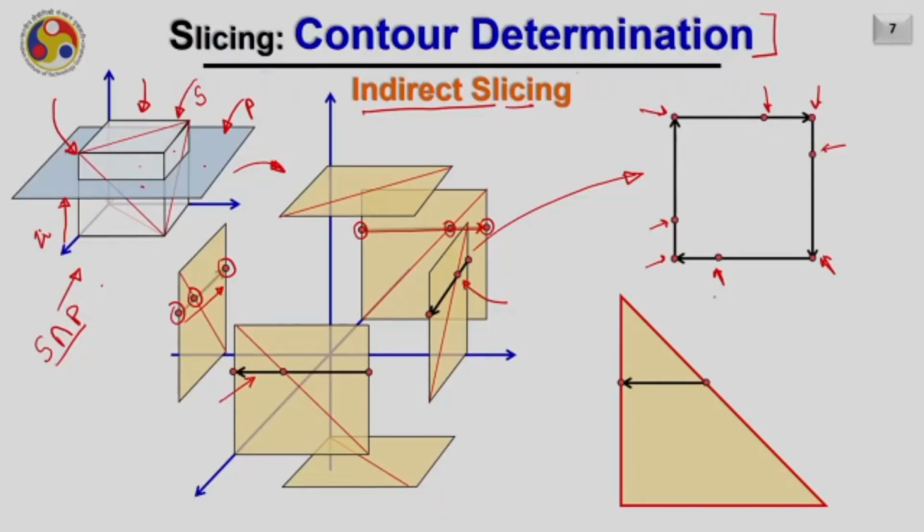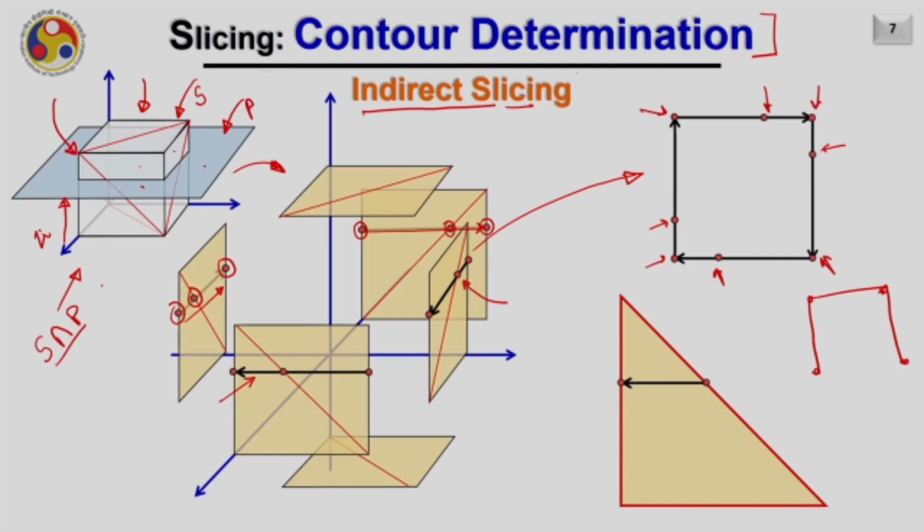It can be noticed that if you have a valid CAD model, you will always get closed contours. You will never get an open contour during the slicing. For example, it will never happen that you get a contour or an intersection like this. If that is happening, that means your STL file is not a valid file.